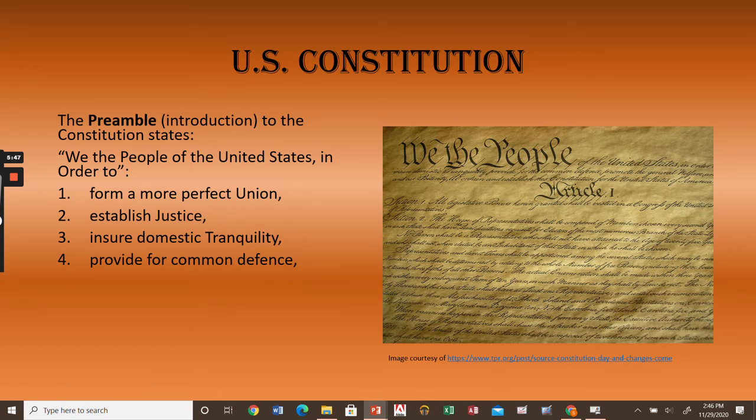All right, so the 4th reason we're creating this Constitution is to provide for a common defense, so the states can defend each other. After all, that was what initially brought the states together in the first place, to defend themselves and to fight a war against Britain.